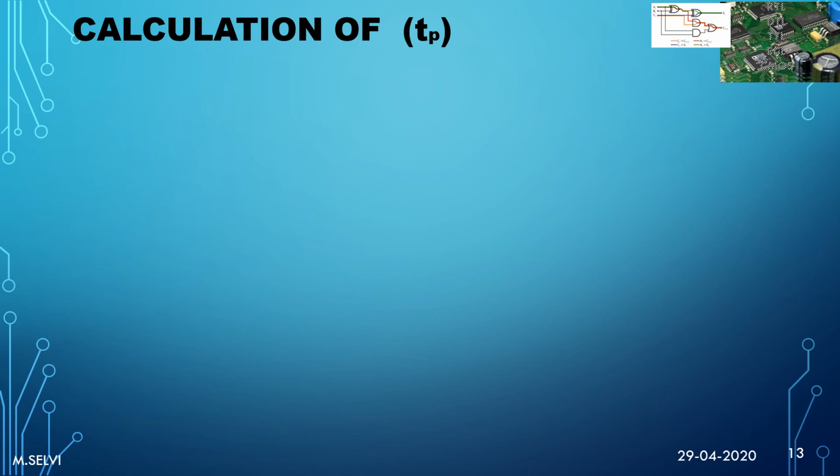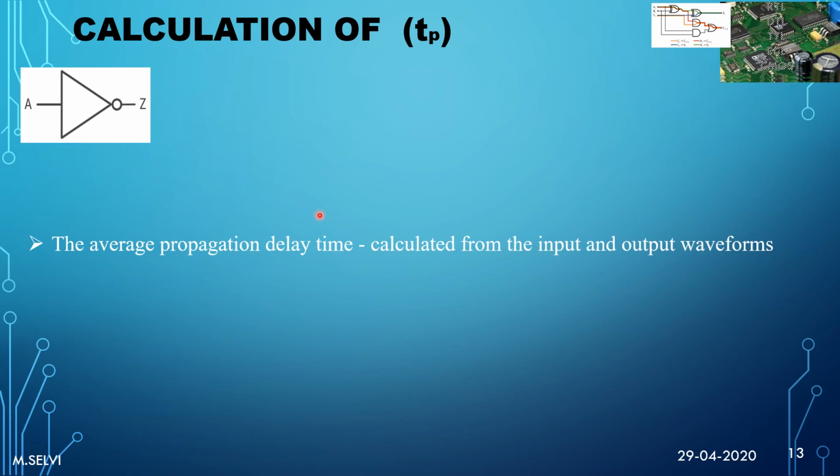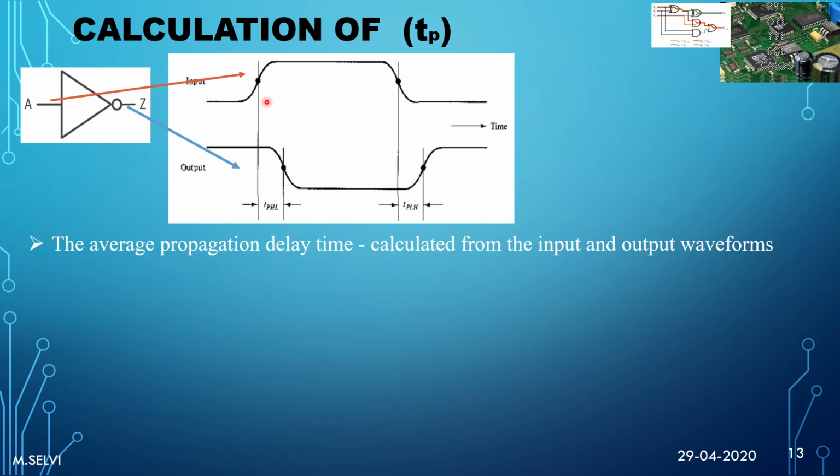How do we calculate this propagation delay? Say for example, we apply some input to the inverter gate and we get an output. That is, when we apply a 1, we get an output as a 0, or when we apply a 0, we get an output as a 1. So, it is the average propagation time delay calculated from the input and output waveform. So, this is the input waveform. Say we apply a signal that is changing from 0 to 1. After a certain time period, it changes from 1 to 0, changing from low to high and then high to low. When input is changing from low to high, output changes from high to low.